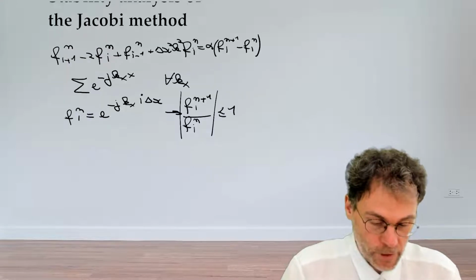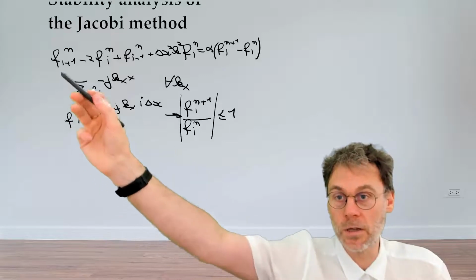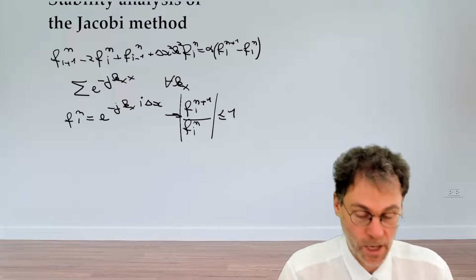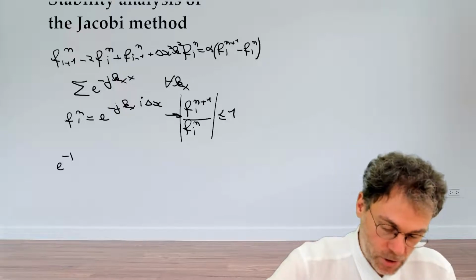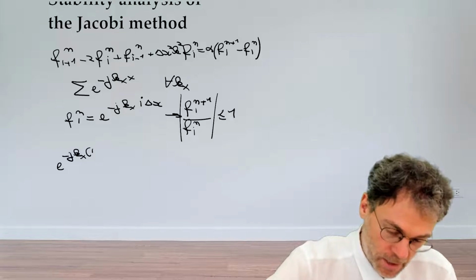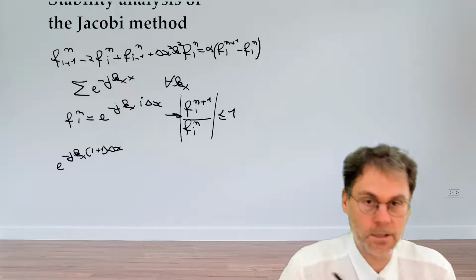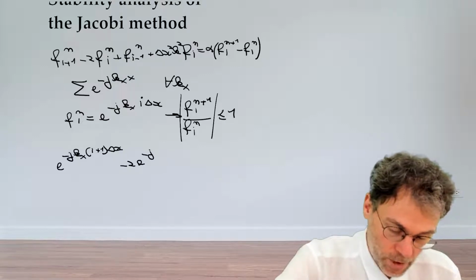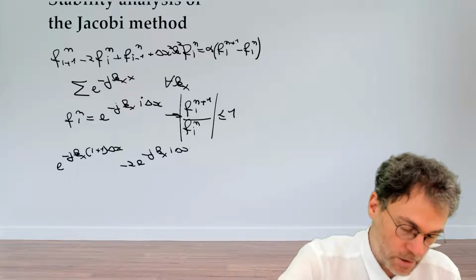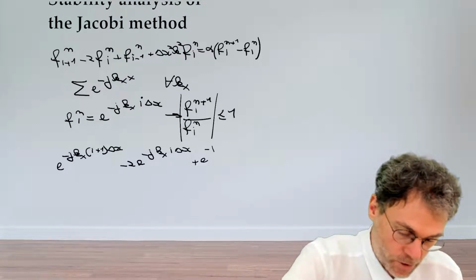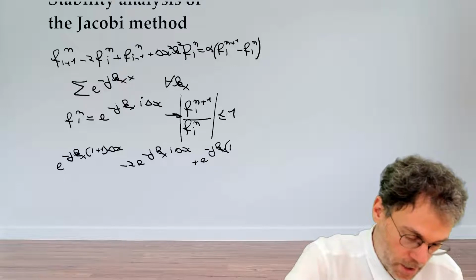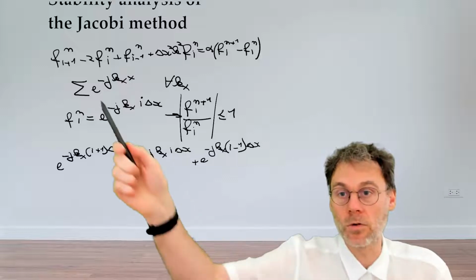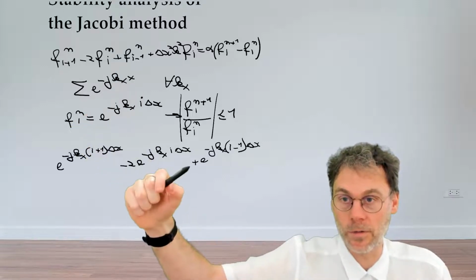Okay, just some straightforward algebra here. So for the first term, if we plug this thing in here, then we have f at i plus 1. So it's going to be exponential minus j kx (i+1) delta x. Then we have minus 2 times exponential minus j kx i delta x. And then we have exponential minus j kx (i-1) delta x. So these terms are taken care of, coming from the second order derivative.